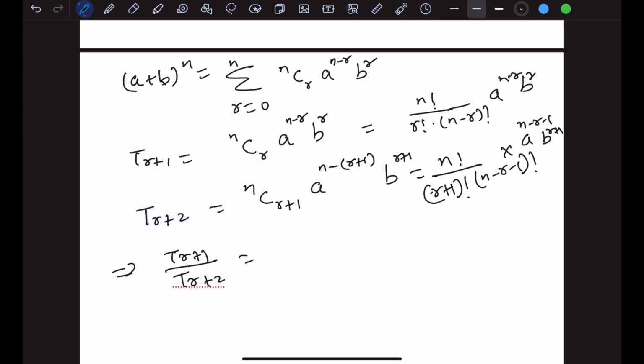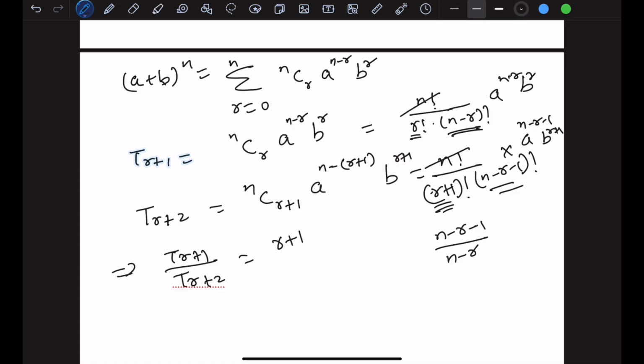So when we divide it, what do we get? The n factorial will cancel out. (r plus 1) factorial will go up in the numerator, and r factorial will stay in the denominator. So (r plus 1) factorial by r factorial will be r plus 1. Now we have n minus r. So we solve this. It's similar to (n minus r minus 1) divided by (n minus r).